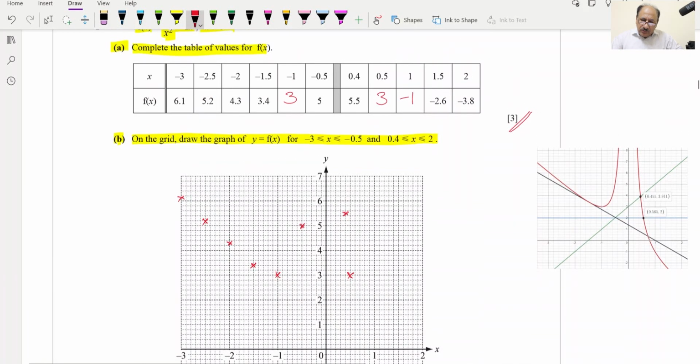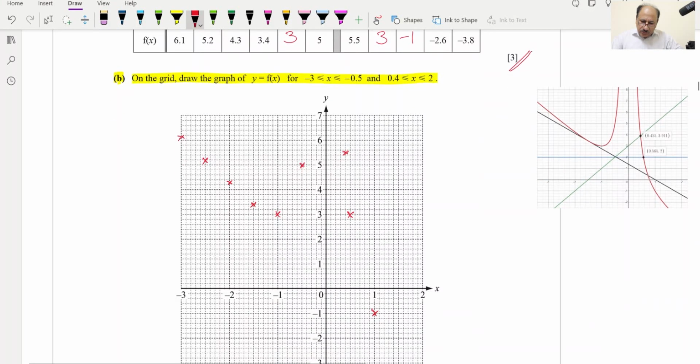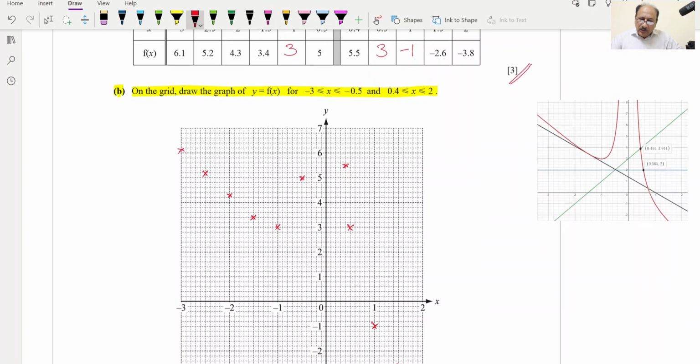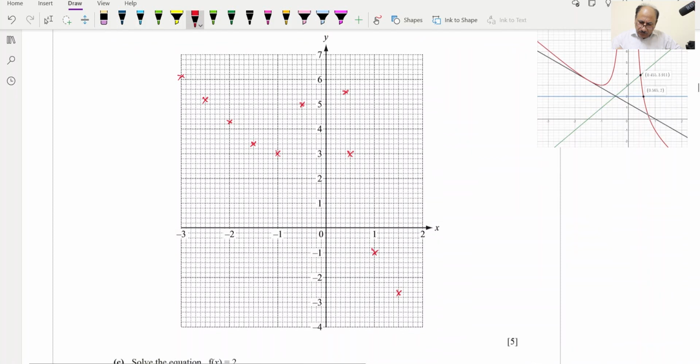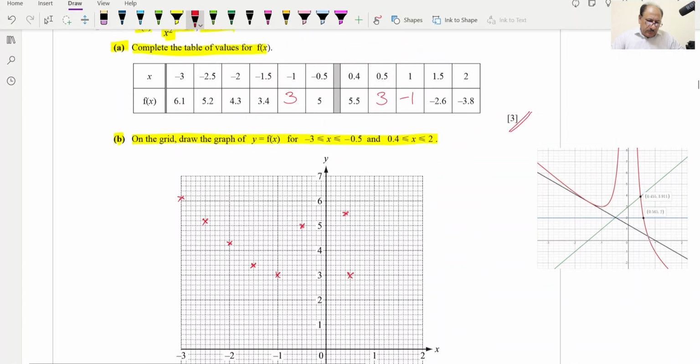And next value is 1.5 and minus 2.6. So 1.5 and minus 2.6 will be this. And last value is 2 and minus 3.8. Minus 3.8 will be this indication.